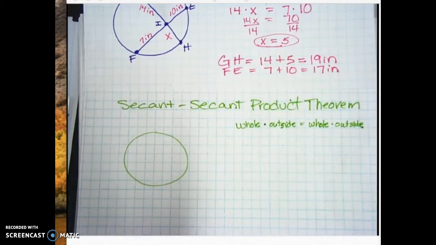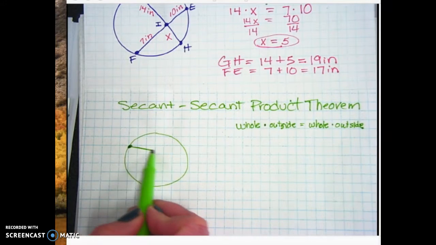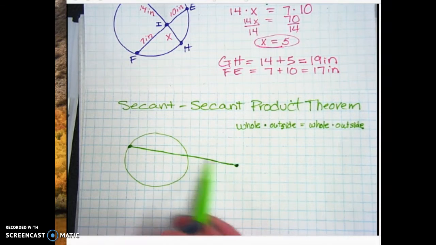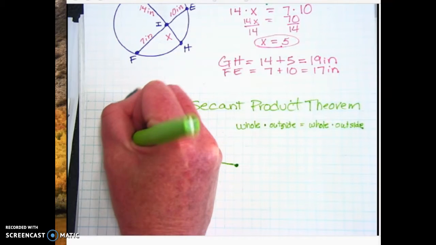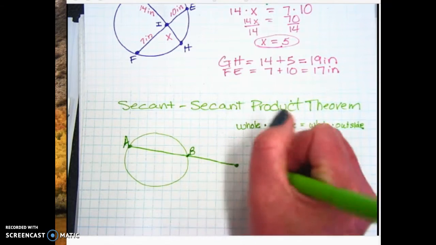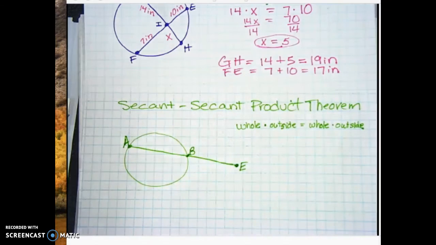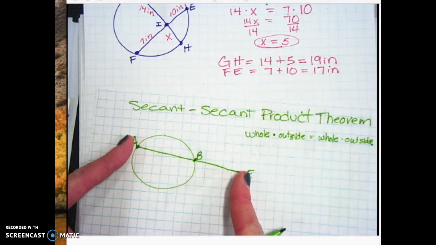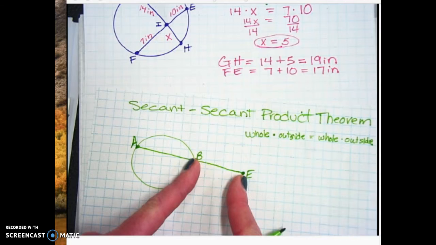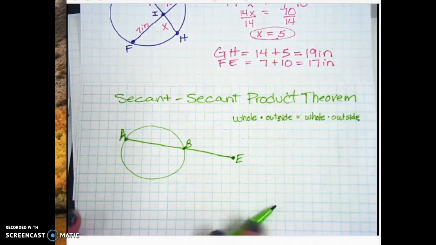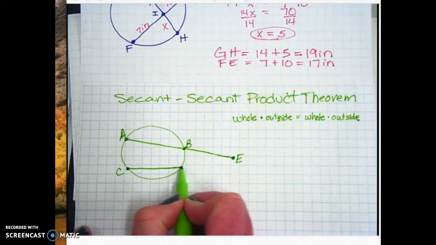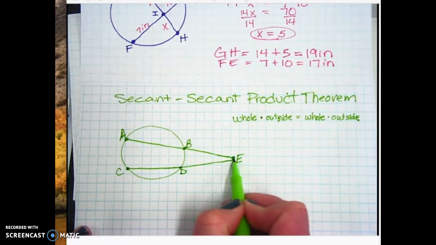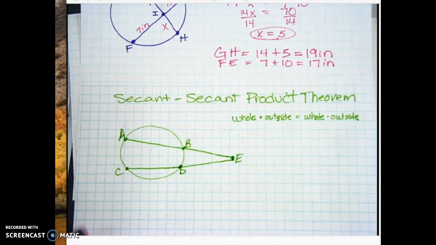So a secant starts on the circle and passes all the way through to the outside. So that's a secant right there. We'll call this one A, B, E. That's our first secant. The whole thing would be from here to here, and the outside would just be from here to here, because that's the part that's on the outside of the circle. So when we draw another one, we'll call this one C, D, comes over to E. Okay?